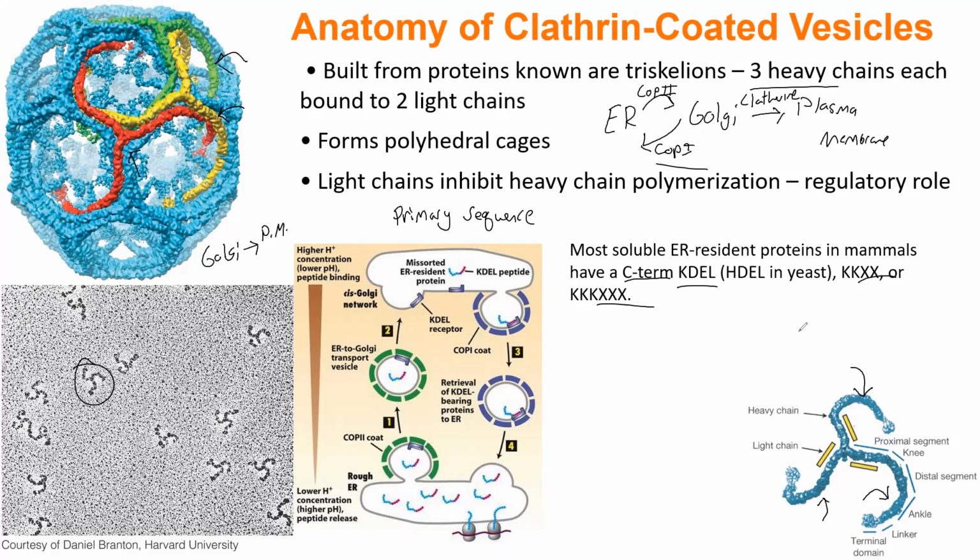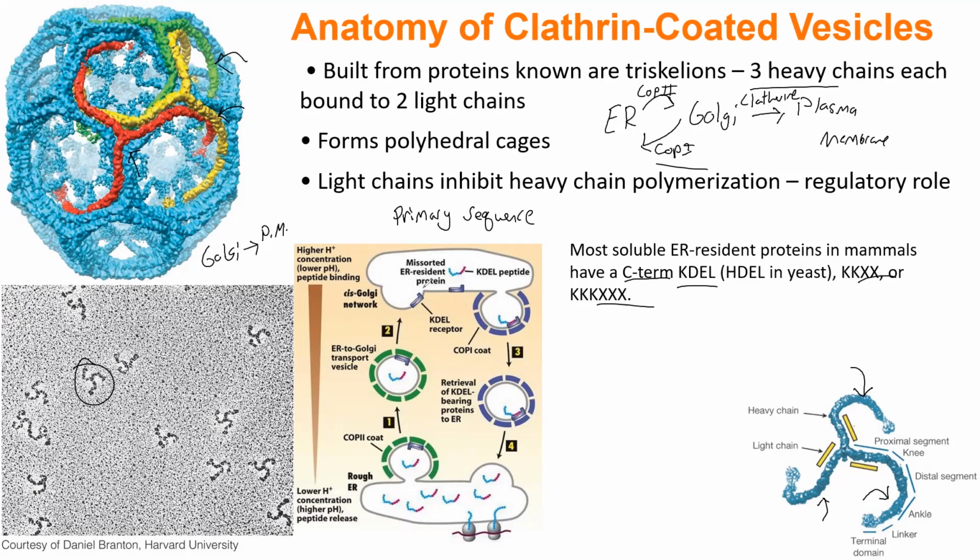So we know that. And then the next question, if you're thinking like a scientist, is, okay, we figured out the sequence that tells us which proteins are supposed to be in the ER. But how do we actually transport these proteins back to the ER? How do we capture these proteins and make sure that the proteins that are supposed to be in the Golgi don't get captured in the process as well? And that's what this slide in the middle is showing.